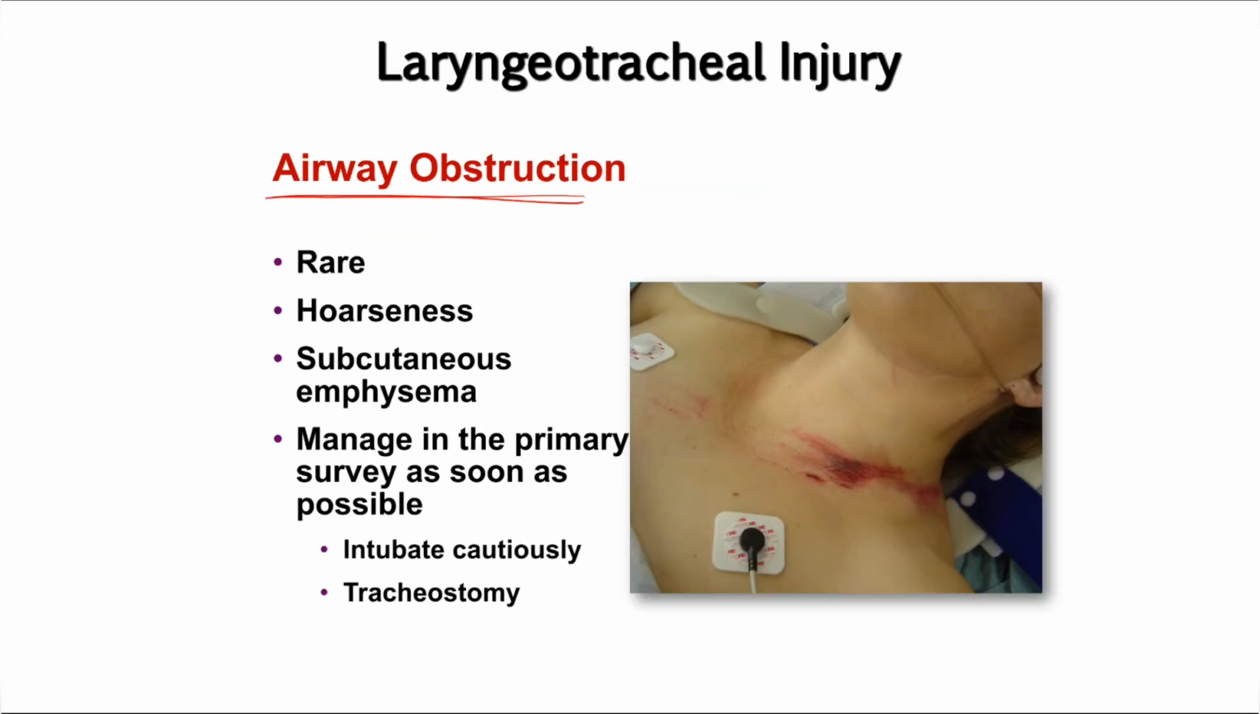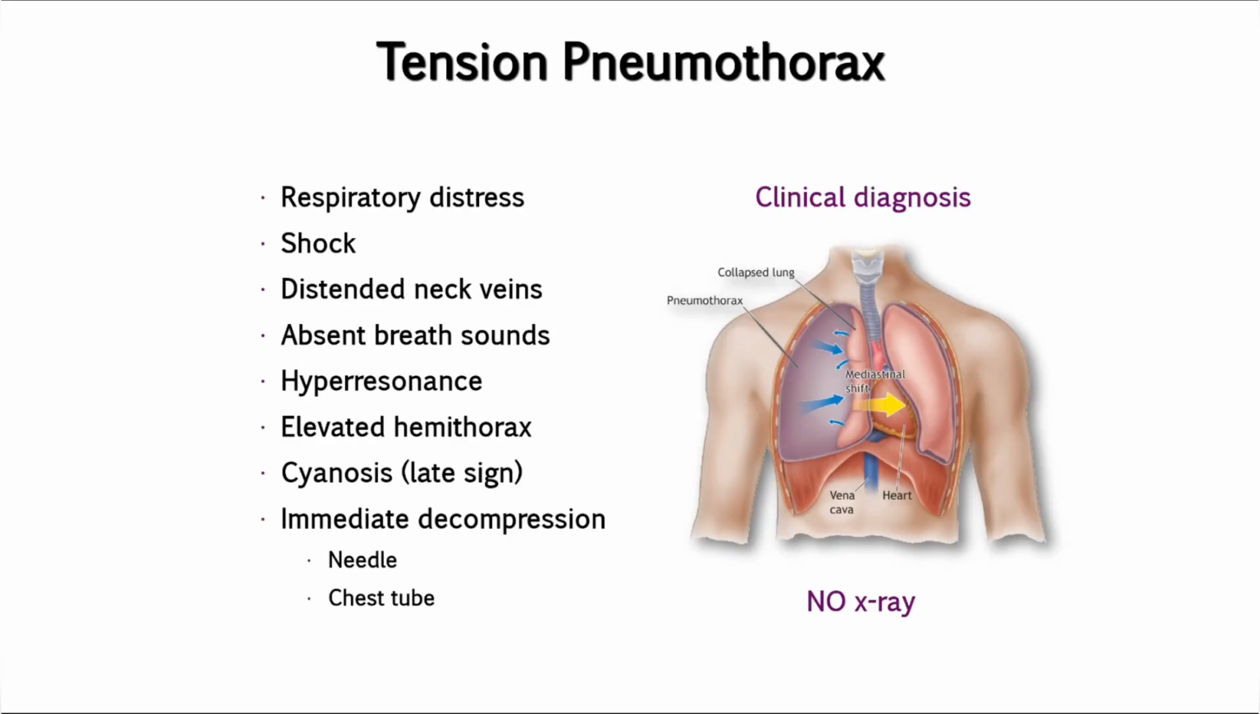Coming to the airway obstruction. Rarely airway will be traumatic and obstructed, but you have to check for hoarseness of voice, check for any subcutaneous emphysema around the neck or in the upper chest. Manage in the primary survey as soon as possible. So you may intubate the patient, or you do tracheostomy. This is the job of the doctor of anesthesia and ENT.